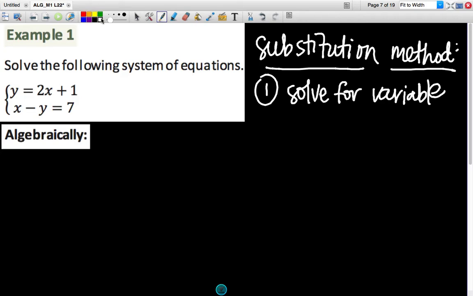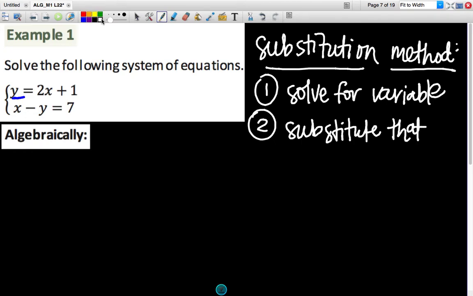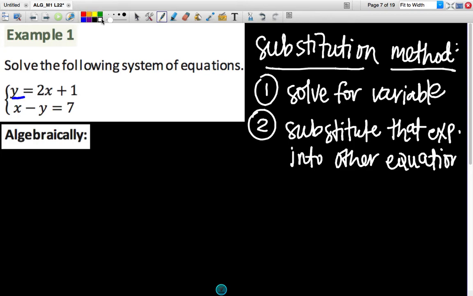So if we look at our system, the top equation is solved for y, which is perfect. So the first step is already done for us. The second step is to substitute that expression into the other equation, where we see that variable. So for example, y equals this, so all of this in the parentheses is y. So I'm now going to substitute that into the place of y here.